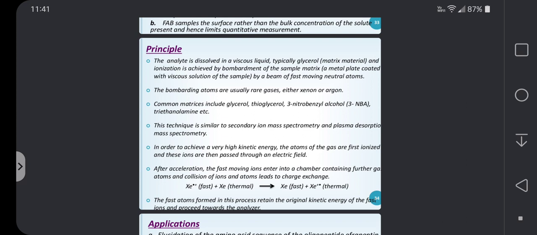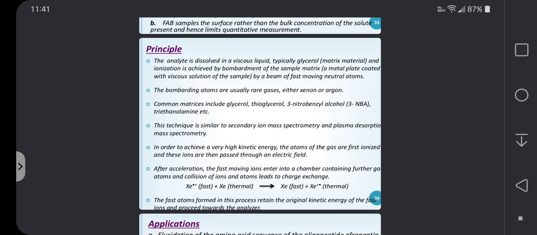Principle: the analyte is dissolved in a viscous liquid, typically glycerol, and ionization is achieved by bombardment of the sample matrix. The bombarding atoms are usually rare gases, either xenon or argon. Common matrices include glycerol, thioglycerol, 3-nitrobenzyl alcohol, etc. This technique is similar to secondary ion mass spectrometry and plasma desorption mass spectrometry.